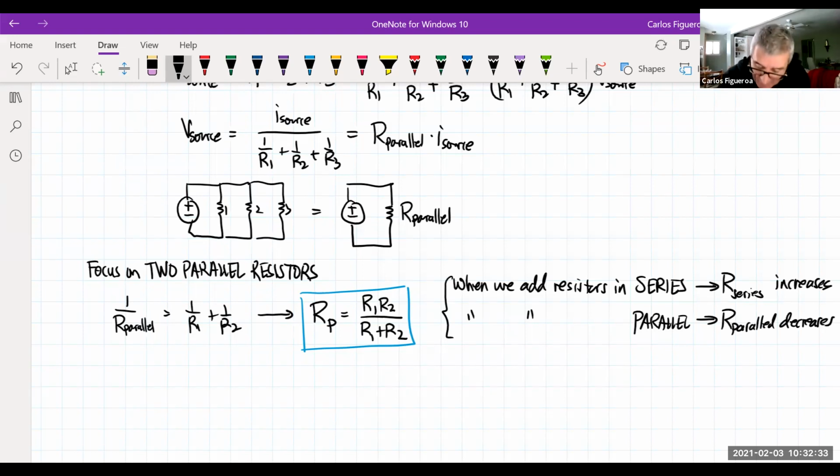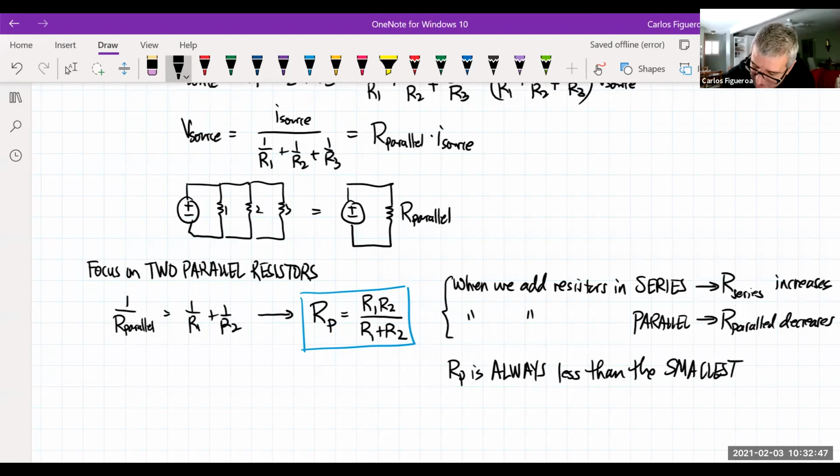Another thing to think about is that RP is always less than the smallest resistor. So when you're doing a calculation, you should always remember these little guidelines.